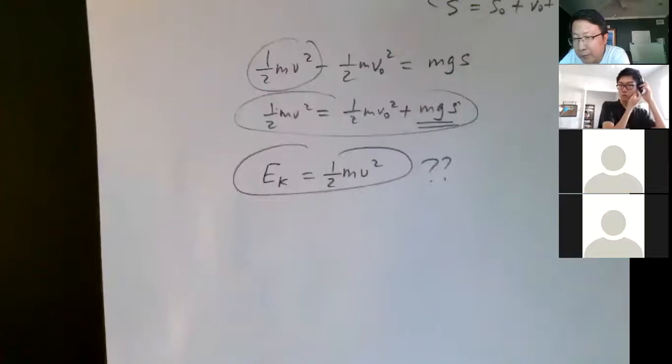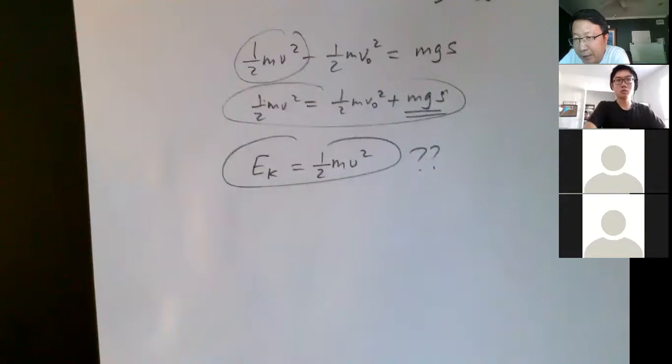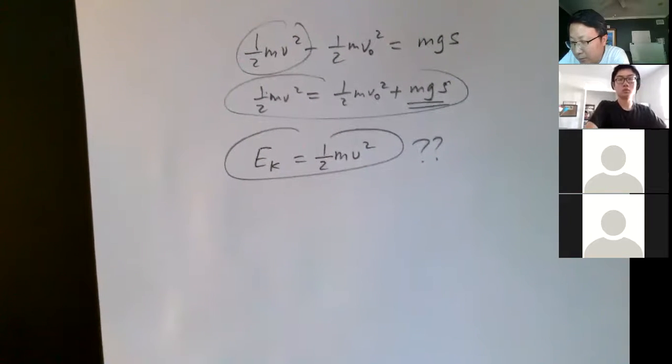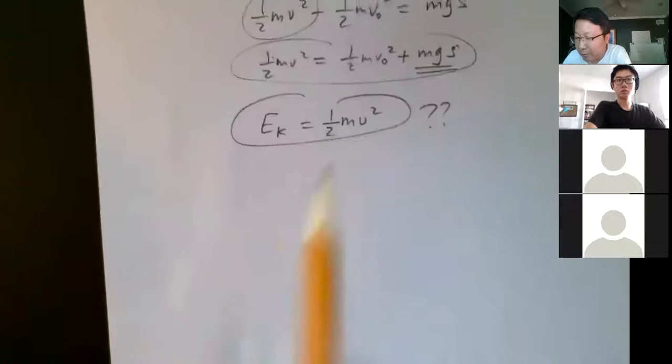Anybody able to answer this? So why is the kinetic energy 1/2 mv squared? Anybody know? People use this all the time, especially when you learn kinematics, and you use it all the time because you use energy conservation, right? Lots of time you use energy conservation.